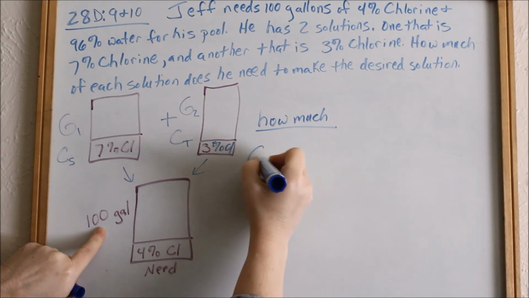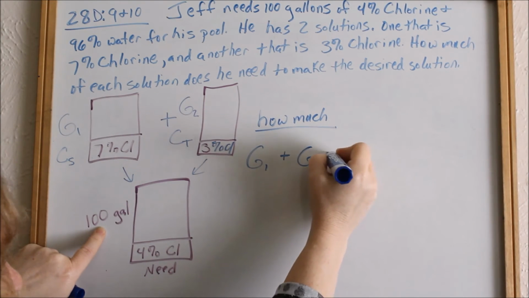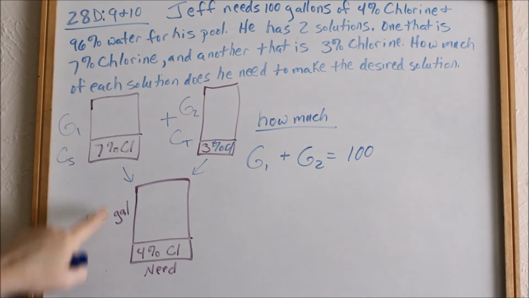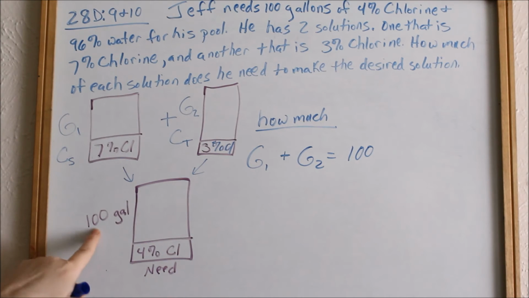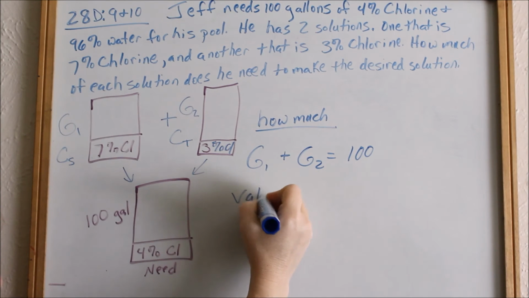So I'll take the gallons for the first solution plus the gallons for the second solution has got to equal 100 gallons of what he needs. I'm going to take some of this and dump it in here and some of this and dump it in here, and it's got to equal 100 gallons. Okay? Then my next equation is going to be the value.